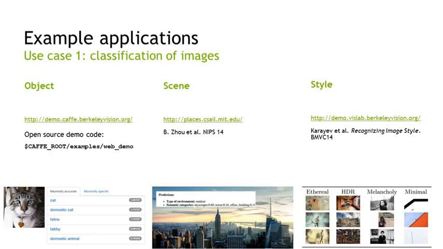We see the kind of canonical object classification. So we have the obligatory cat detection. And the code to reproduce that example is included with Caffe in the file path shown. We have scene classification, so in this case classifying an outdoor scene and classifying that it has skyscrapers and office buildings, or style classification, which is an interesting application, ethereal versus melancholy images.